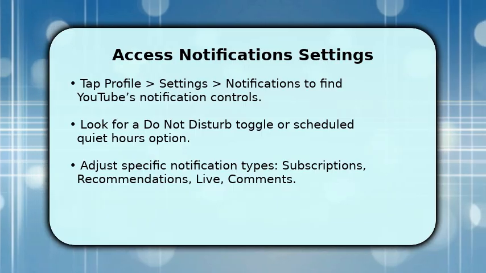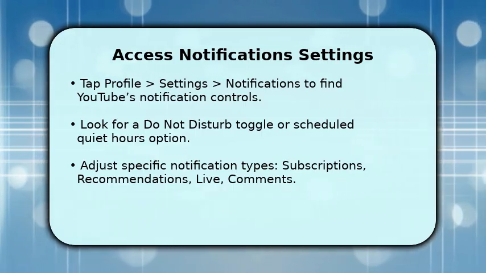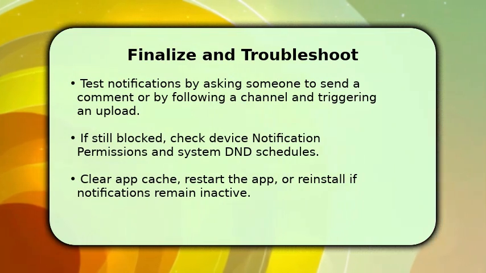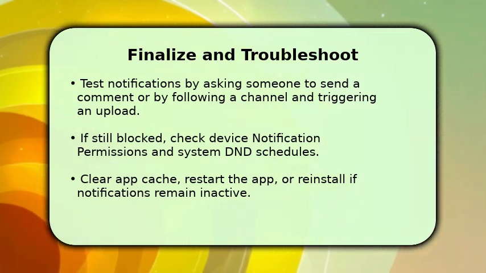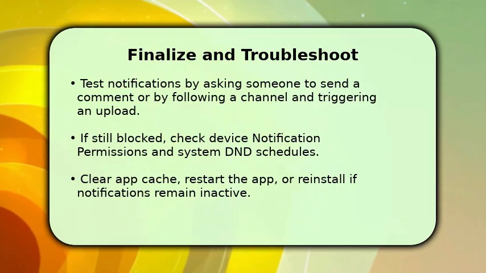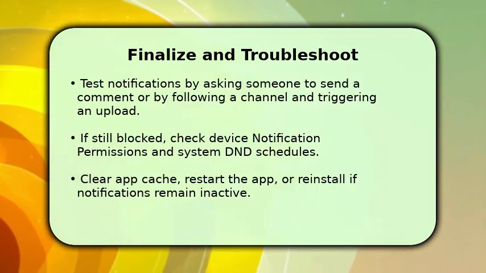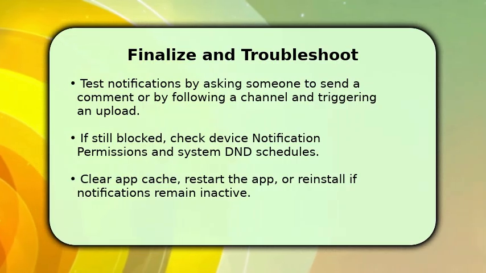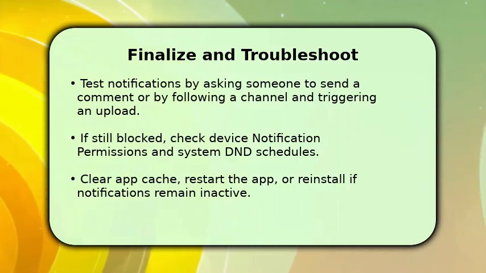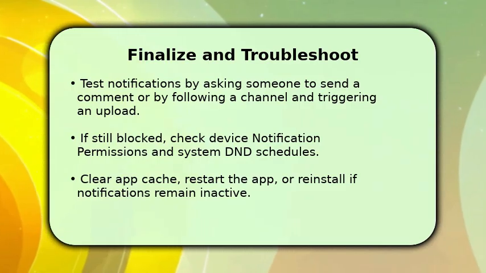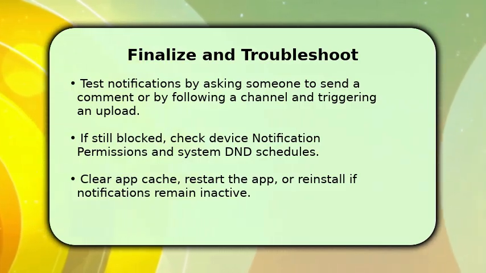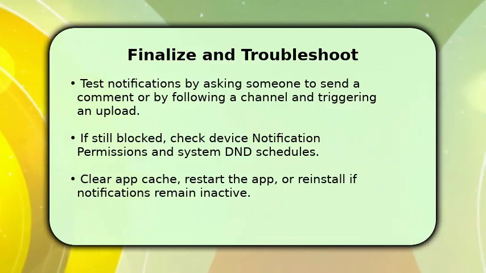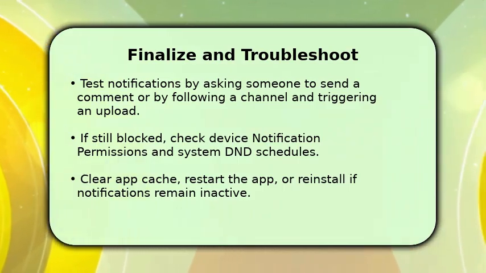Once done, test notifications by triggering an event like a comment or a new upload from a subscribed channel so you confirm settings work. If you still see no alerts, make sure your phone's notification permissions allow YouTube and that the System Do Not Disturb schedule is disabled. Also restart the app and device, clearing the app cache or reinstalling fixes corrupted settings. Key troubleshooting tip. Check both YouTube's internal DND and your device-level DND.